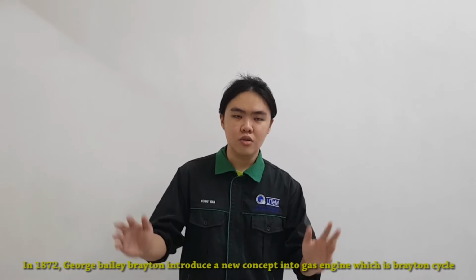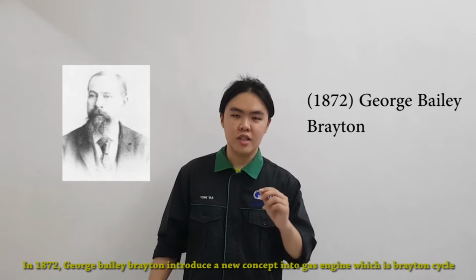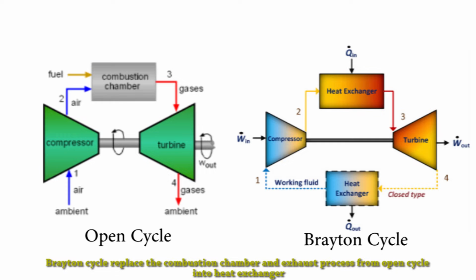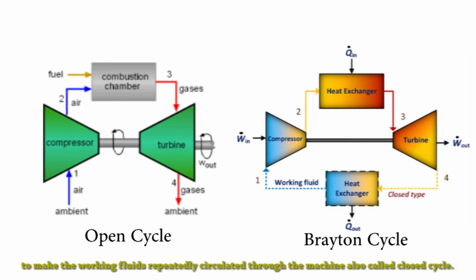In 1872, George Barry Brighton introduced a new concept into gas engine which is called the Brighton cycle. Brighton cycle replaced the combustion chamber and exhaust process of the open cycle with a heat exchanger to make the working fluids rapidly circulate through the machine, also called closed cycle.